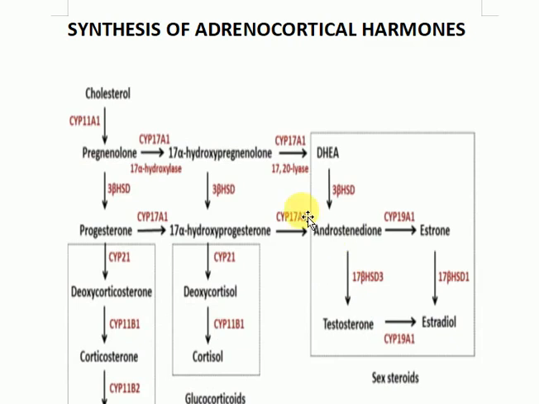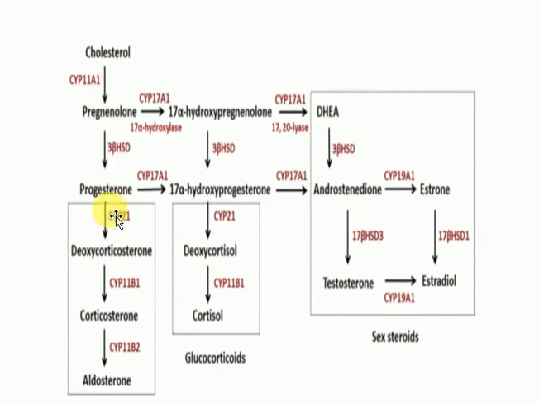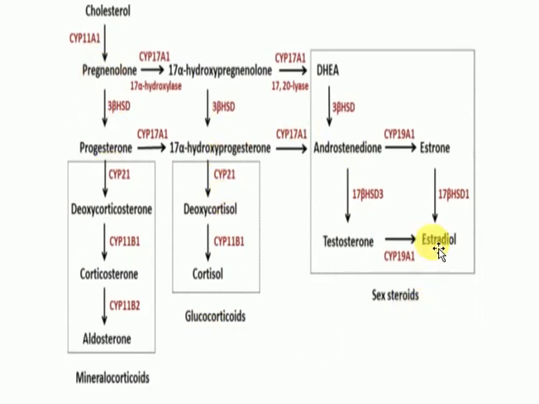Then the synthesis of the adrenocortical hormones involves the following steps. No need to memorize it at all. We should just have a concept of how these are synthesized from cholesterol: the mineralocorticoids, the glucocorticoids, and the sex steroids.